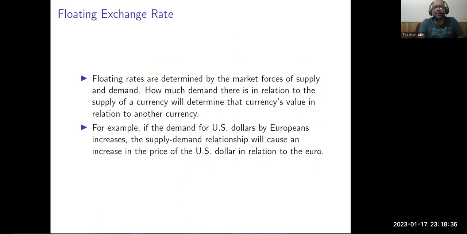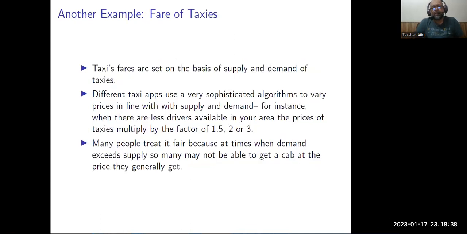For example, if you look at the fares of taxis, the taxi fares are set on the basis of supply and demand of taxis. Different taxi apps use a very sophisticated algorithm to vary prices in line with supply and demand. For instance, when there are fewer drivers available in your area, the price of the taxi is multiplied by factors of 1.5, 2, or 3. Many people treat it as fair because at times when demand exceeds supply, many may not be able to get a cab at the price they generally get. So this is how the market works.